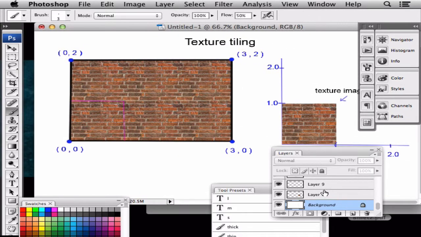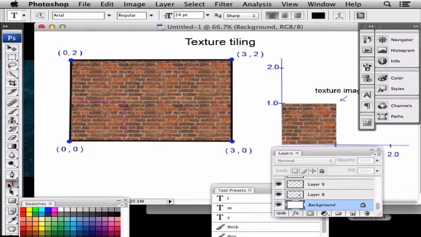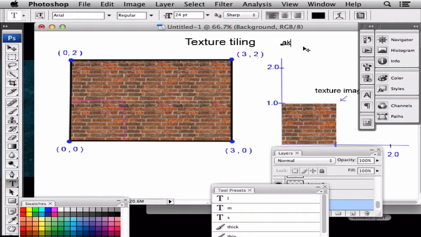Actually, I just wanted to put one more word. We also call that texture wrapping sometimes. You'll see that as well. I prefer to say tiling, but wrapping is the same thing.